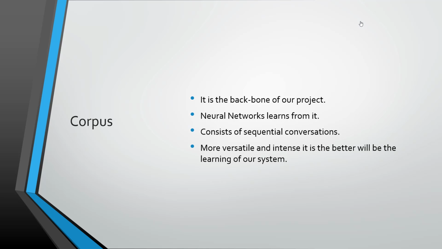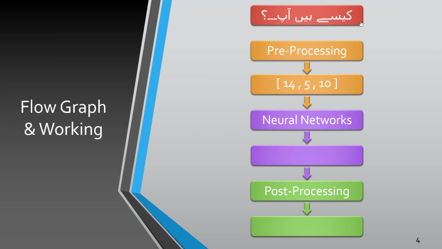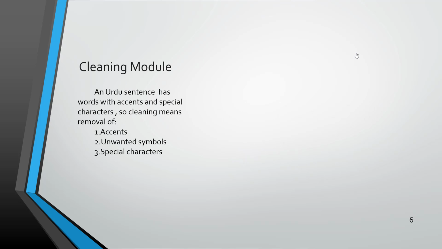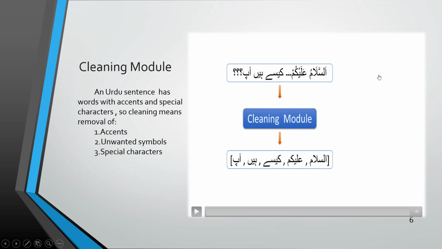to your expectations. So what I said, the question that has appeared will be given to the pre-processing module, and this pre-processing module will convert and transform this string input into a numerical vector. Let's look into what the pre-processing module is. Mainly I have divided this main block of pre-processing into two smaller modules known as the cleaning module and the numerical transformer.